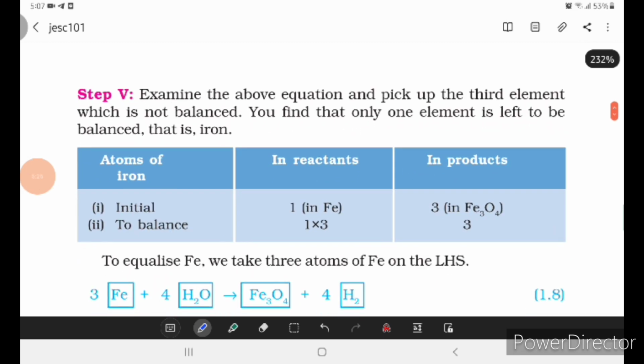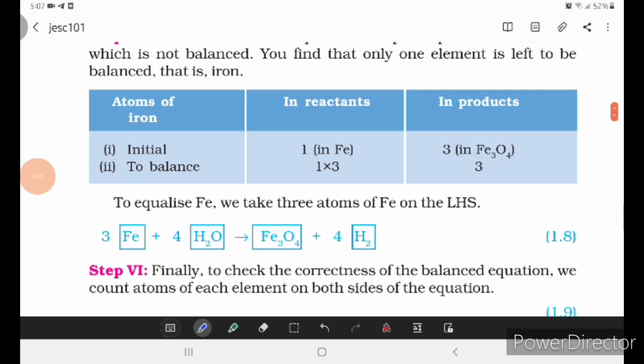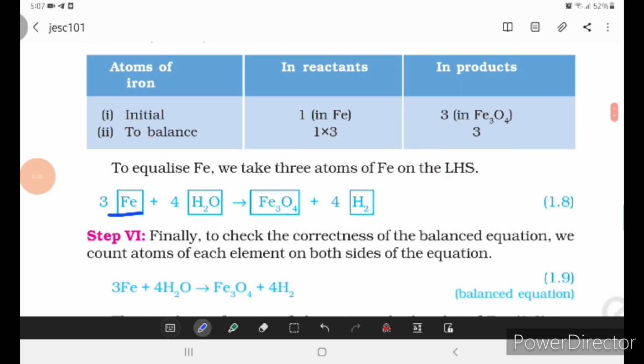Coming to step 5. That is, examine the above equation, pick up the third element which is not balanced. You find that only one element is left to balance. What is that element? That is iron. So in reactants we have 1, in products we have 3. So in order to get 3 on the reactant side, multiply 1 with 3, you get 3. So we can say that multiplying the iron with 3, you get Fe3.